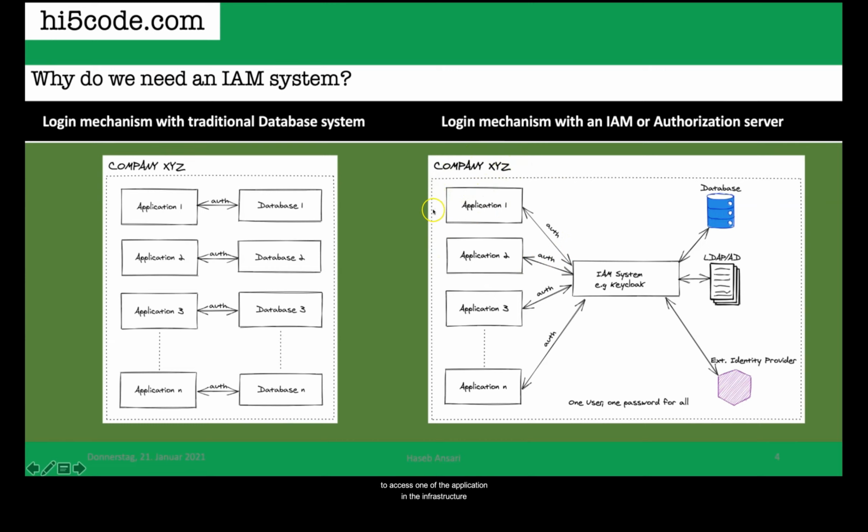wants to access one of the applications in the infrastructure, he goes to the application and requests to access a protected resource. The user at this point will be redirected from his browser to the login page of the IAM system. Then the IAM system will ask the user to enter the username and password that he used in the registration process.